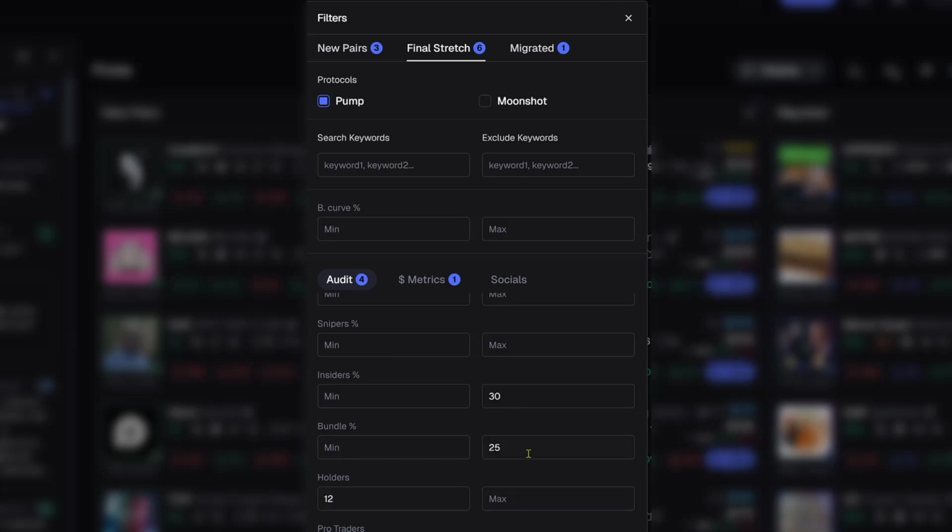Bundle percent, 25% is the absolute most. You know, ideally you want to see this metric, which is right here, okay, in the green. So this one is 1% right now, okay? I'm putting the maximum 25 and holders 12.